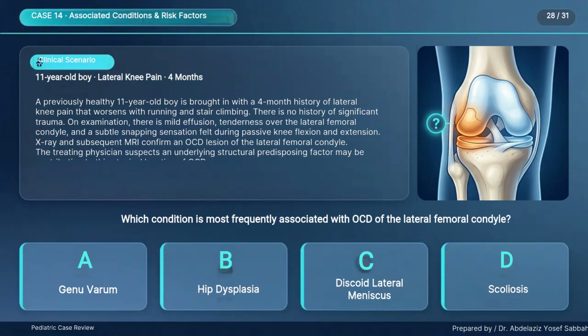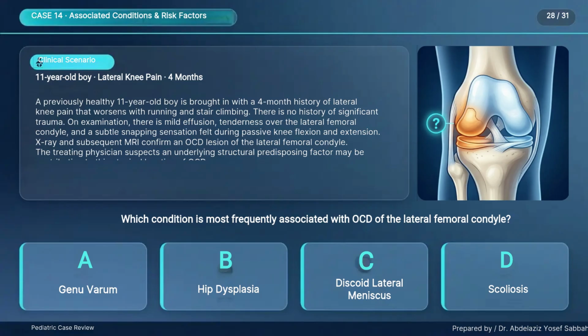Case 14. Associated conditions and risk factors. A previously healthy 11-year-old boy is brought in with a 4-month history of lateral knee pain that worsens with running and stair climbing. There is no history of significant trauma. On examination, there is mild effusion, tenderness over the lateral femoral condyle, and a subtle snapping sensation felt during passive knee flexion and extension. X-ray and subsequent magnetic resonance imaging confirm an osteochondritis dissecans lesion of the lateral femoral condyle. The treating physician suspects an underlying structural predisposing factor may be contributing to this atypical location.